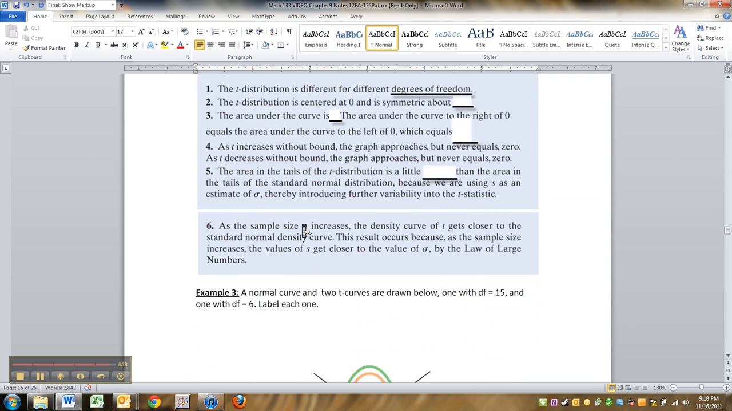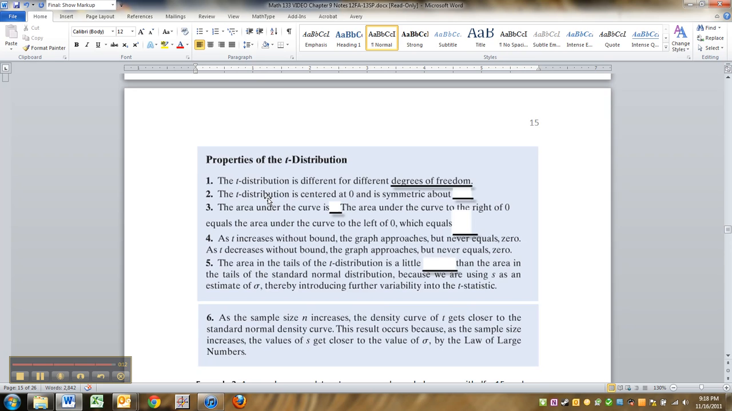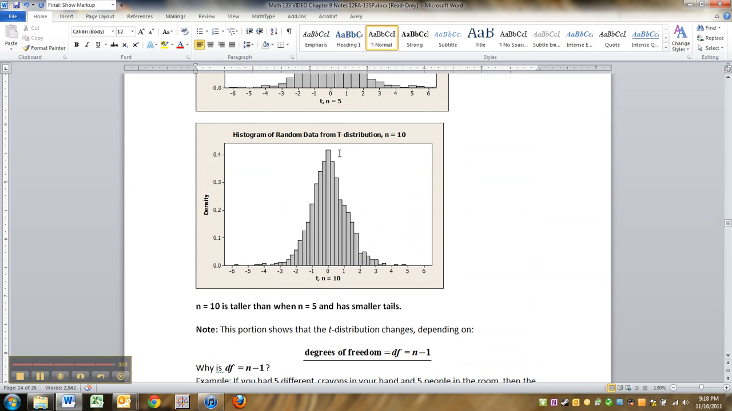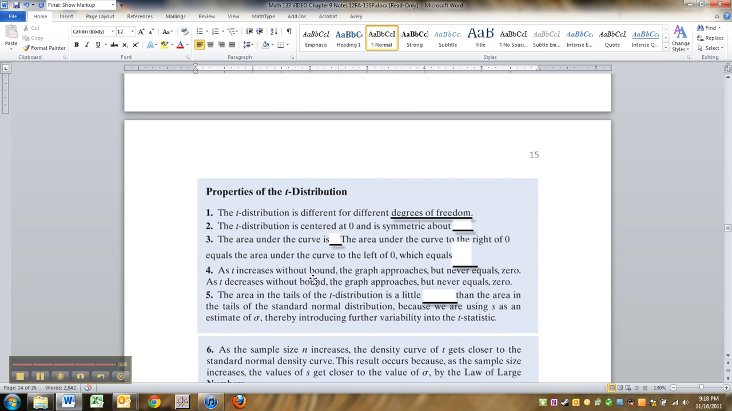All right, now what about the t-distribution? How does it look? Well, we already said it has different degrees of freedom, and there's a whole bunch of them. And notice that it's centered at 0, just like the other ones, just like the standard normal curve. And I'll keep talking about it in the next video.